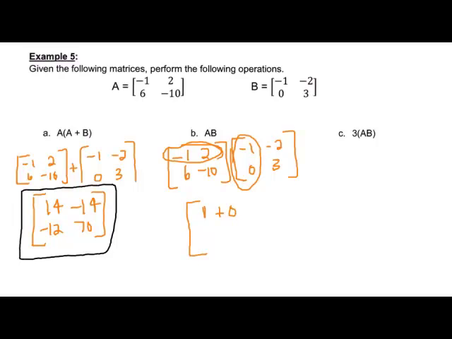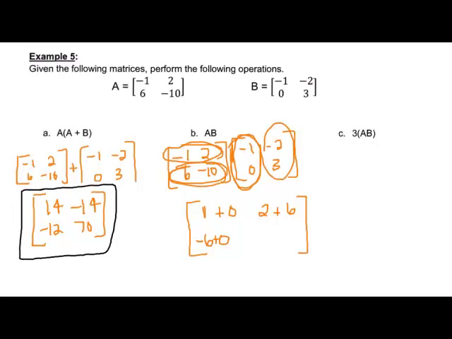First row times second column. Negative 1 times negative 2 is a positive 2. Plus 2 times 3, which is 6. Then we're going to take our second row in our first column. 6 times negative 1 is negative 6. Negative 10 times 0 is 0.